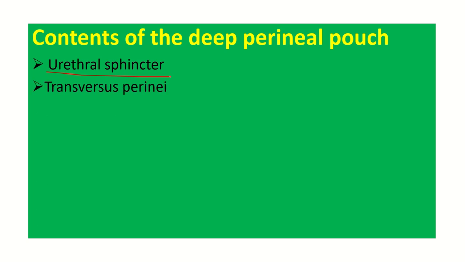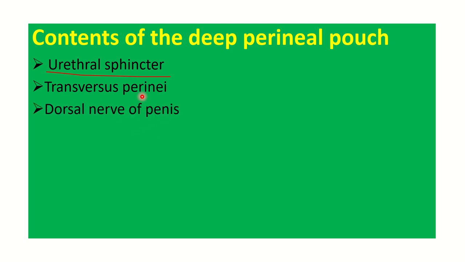So now see the content of the deep perineal pouch. First of all, the urethral sphincter. The urethral sphincter is located above the perineal membrane, so it is a content of the deep perineal pouch. And here we can see the transverse perineal muscle. The transverse perineal muscle is also located deep to the perineal membrane, so it is also a content of the deep perineal pouch.